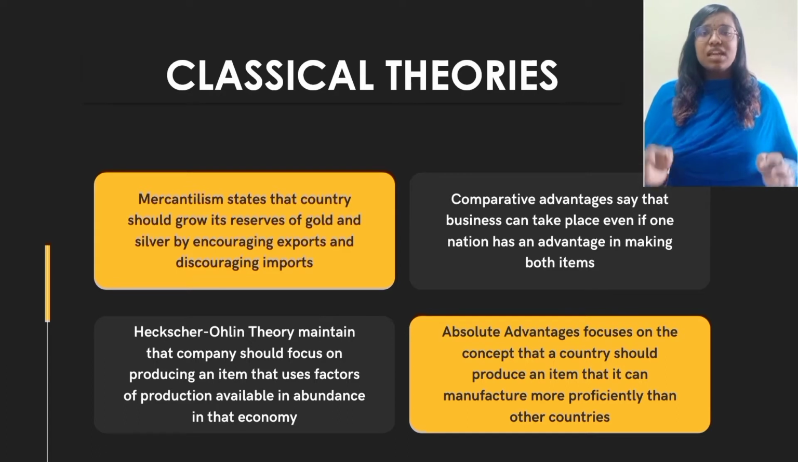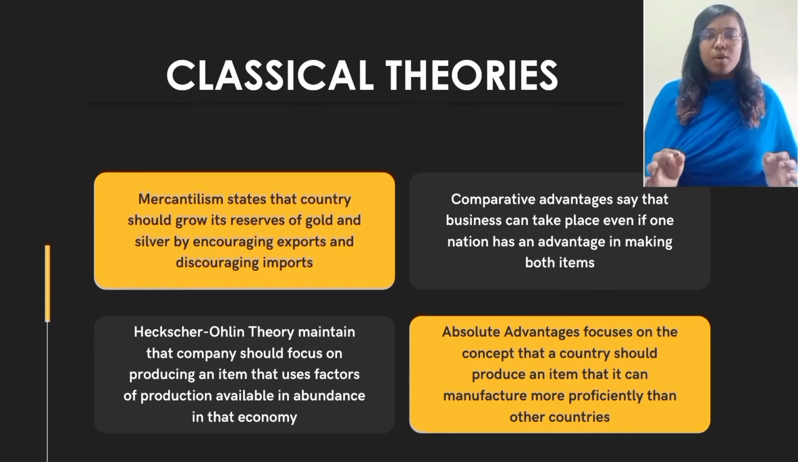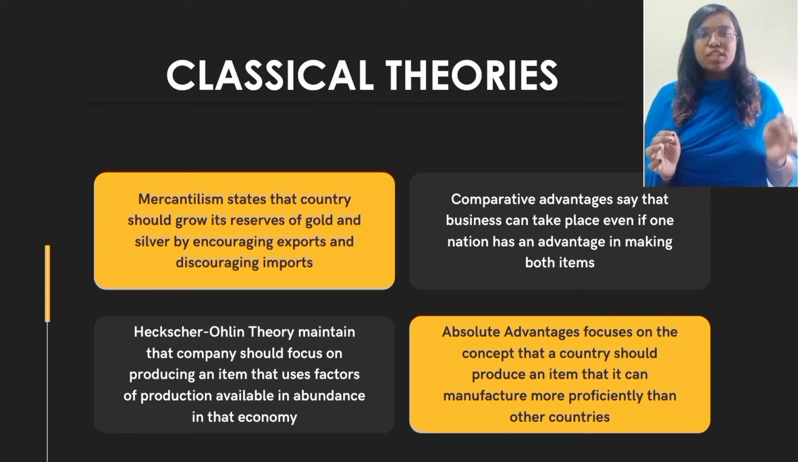The last in the classical based trade theories is the Heckscher-Ohlin theory. We also call this theory the factor proportion theory. Both comparative and absolute advantage theories do not tell which item a country should produce. Rather, the two theories assume that an open market will help nations realize the items they have an advantage producing.